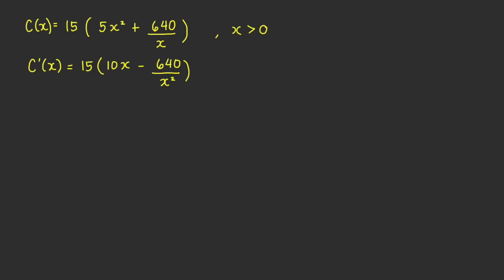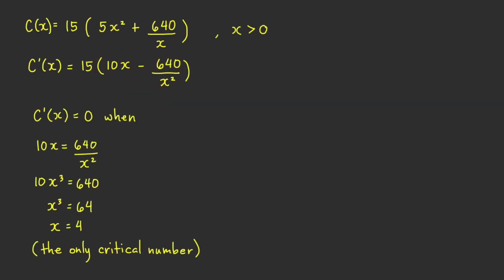So to find the critical numbers, we just equate C prime of x to 0, and this is equal to 0 when this factor is equal to 0, then that means 10x is equal to 640 over x squared. So we have here 10x equal to 640 over x squared. Cross multiply, we'll get 10x cubed equal to 640. Divide both sides by 10, we'll get x cubed equal to 64. And then taking the cube root of both sides, we'll get x equal to 4. And this is the only critical number of C.